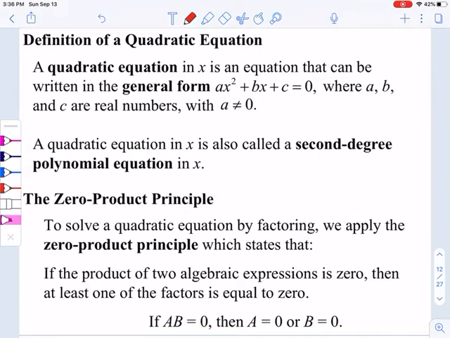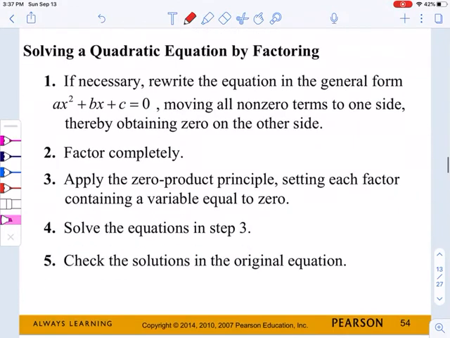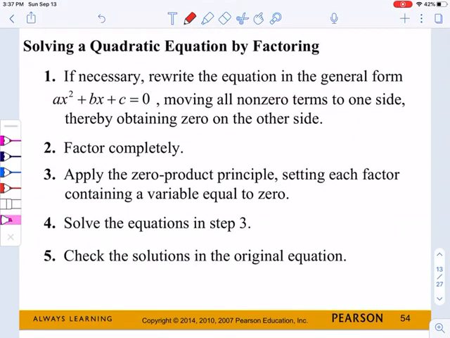It says the zero product principle. Zero product, multiplying: if I multiply anything by 0, we end up with the answer 0. It says to solve a quadratic equation by factoring, we apply the zero product principle, which states that if the product of 2 algebraic expressions is 0, then at least one of those factors is equal to 0. So they say if you have a times b is equal to 0, that means a is equal to 0 or b is equal to 0. So going about solving a quadratic equation by factoring, part 1 says, if necessary, rewrite the equation in the general form ax squared plus bx plus c is equal to 0.